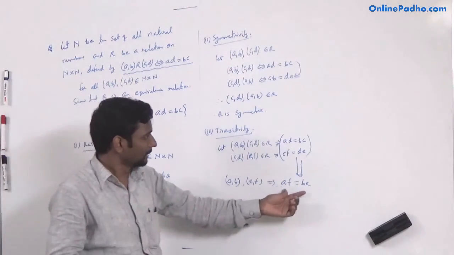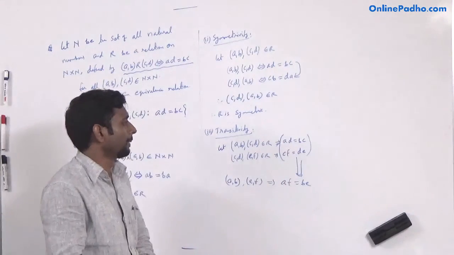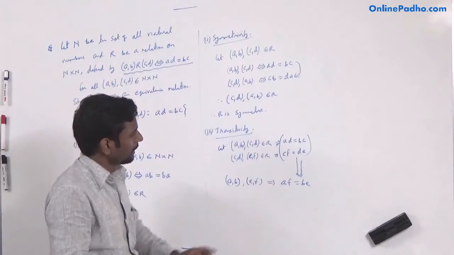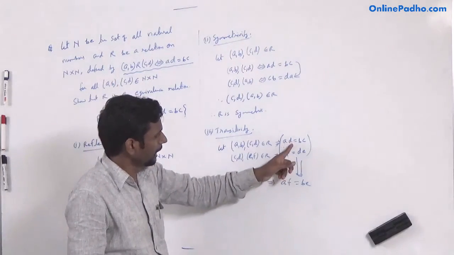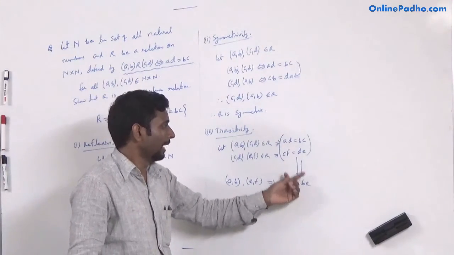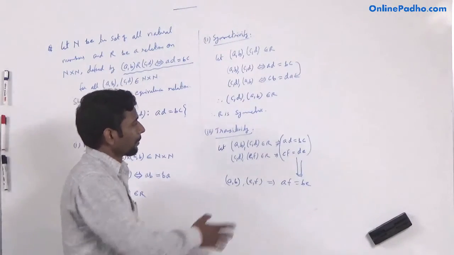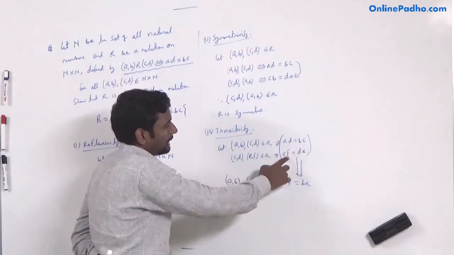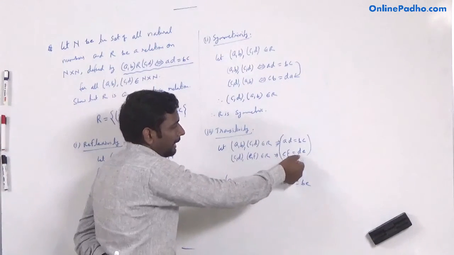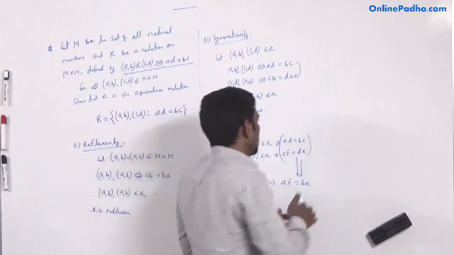So how can we prove AF is equal to BE? We can simplify it by eliminating some values. Here, we have to eliminate D and C both. Very simple. We have AD is equal to BC and CF is equal to DE. So C can be written as DE by F. In the place of C, we can write DE by F.